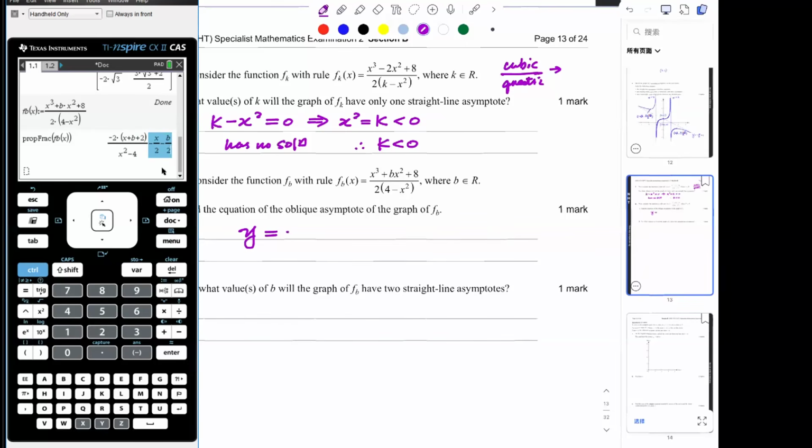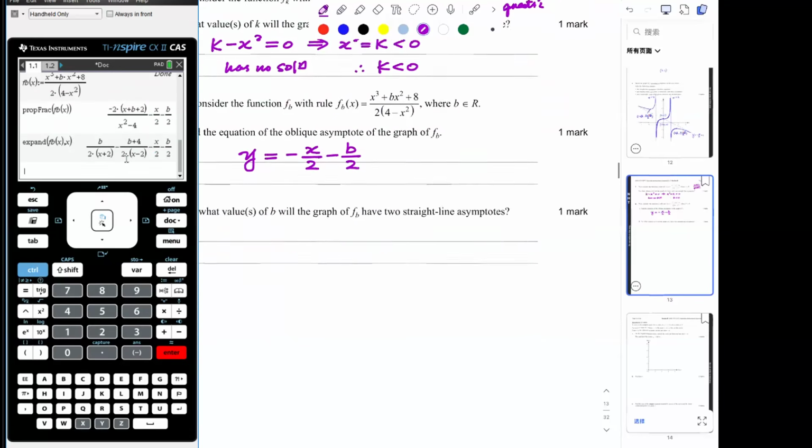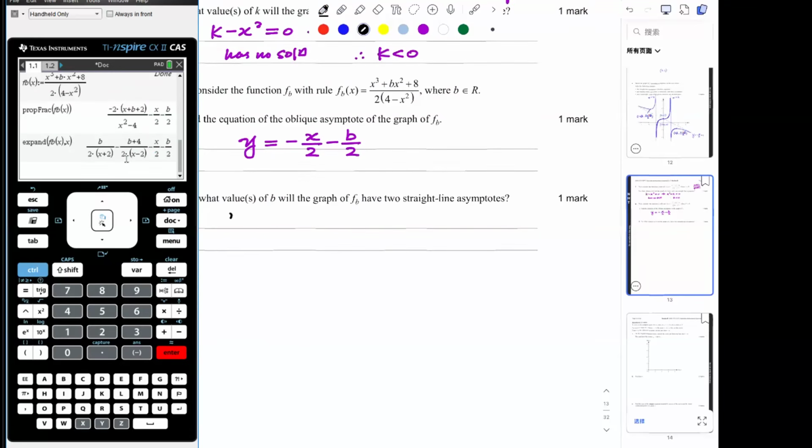Y equals minus x divided by 2 minus b over 2. And if you want to find the values of b to have two straight line asymptotes, you could also expand this time with respect to x. So now, what I'll say is f_b of x is b on 2 lots of x plus 2 minus b plus 4 divided by 2 over x minus 2, minus half x minus half b.